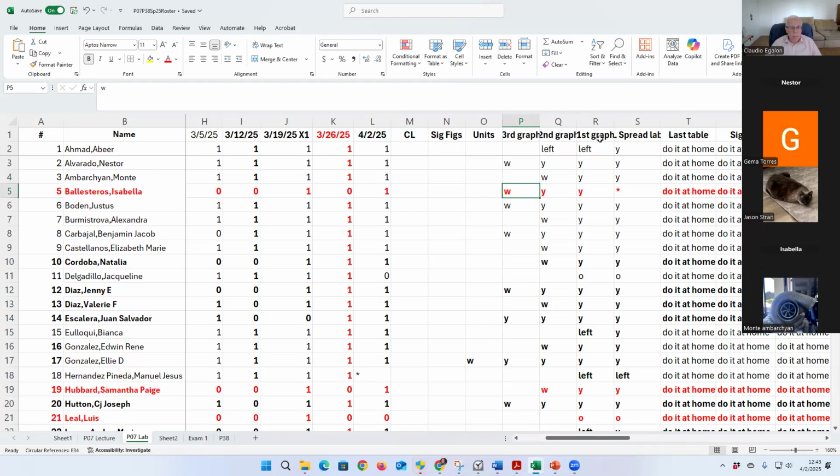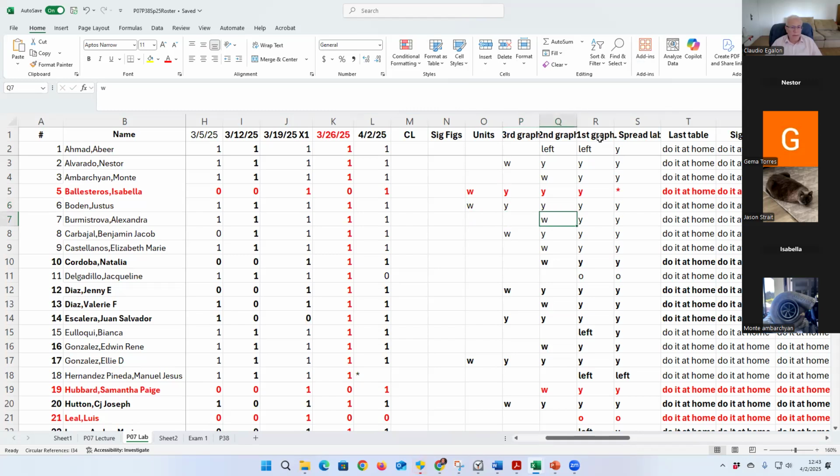I'm finishing it up. Okay. So what about the units? Did you start working on the units? Yes. Okay. Good. Next is Justice. Did you finish the third graph, Justice? Just finishing up now, working on units. Okay, good.